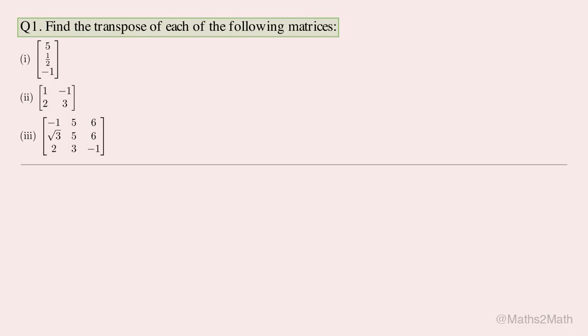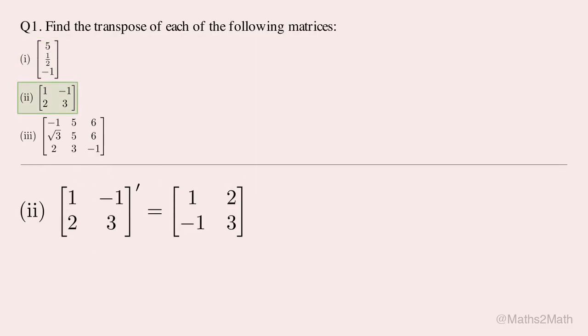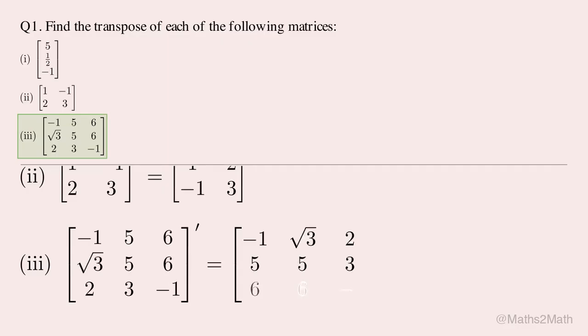Question 1. Transposing swaps rows with columns. 3 matrices to flip: a column, a 2x2, and a 3x3. The column becomes a row. For the 2x2, row 1 becomes column 1, row 2 becomes column 2. Same rule for the 3x3. Each row lies down as a column.